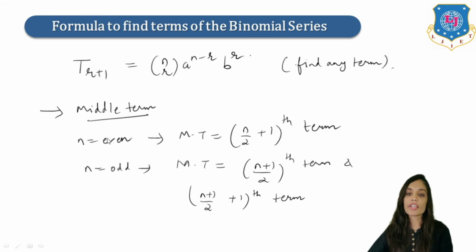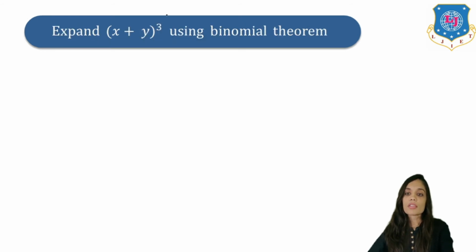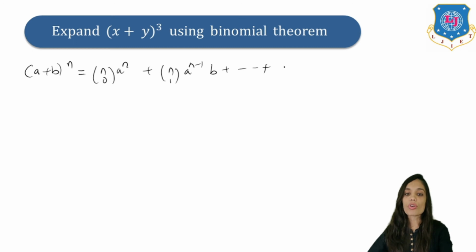Okay. So now let us go to the expansions example. We have to find the expansion of (x + y)^3 using the binomial theorem. Now the statement is (a + b)^n = nC0 a^n + nC1 a^(n-1) b + and so on, up to nCn b^n. So here the expansion we have to find is of (x + y)^3. So the value of n is what?